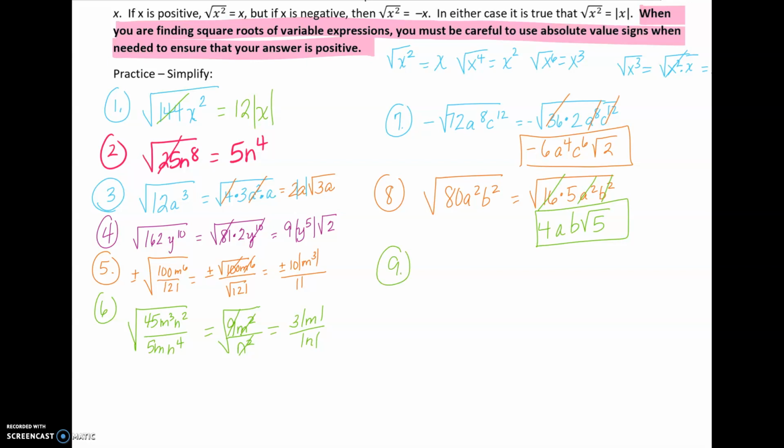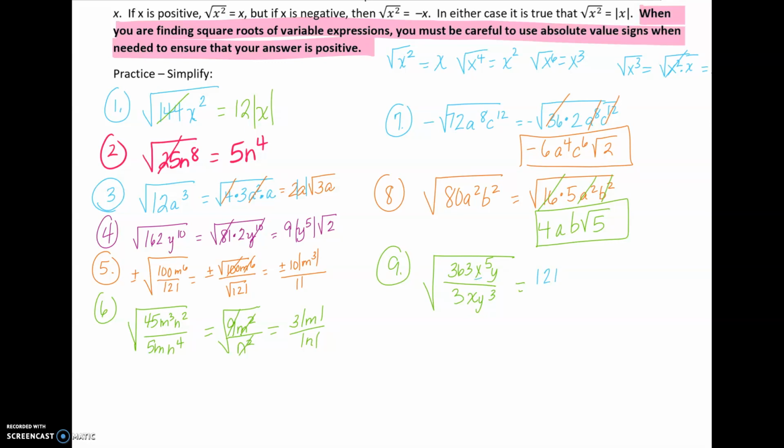Okay, and the last one that I want to do with you is the square root, and it's a fraction, of 363 x to the 5th y divided by 3xy cubed. So again, if possible, you always want to try to simplify that fraction inside if you can. And I know 3 goes into 363. If I add the digits, 3 plus 6 is 9 plus 3 is 12, and 3 does go into 12. So actually 3 goes into 3 once, into 6 twice, and into 3 once.